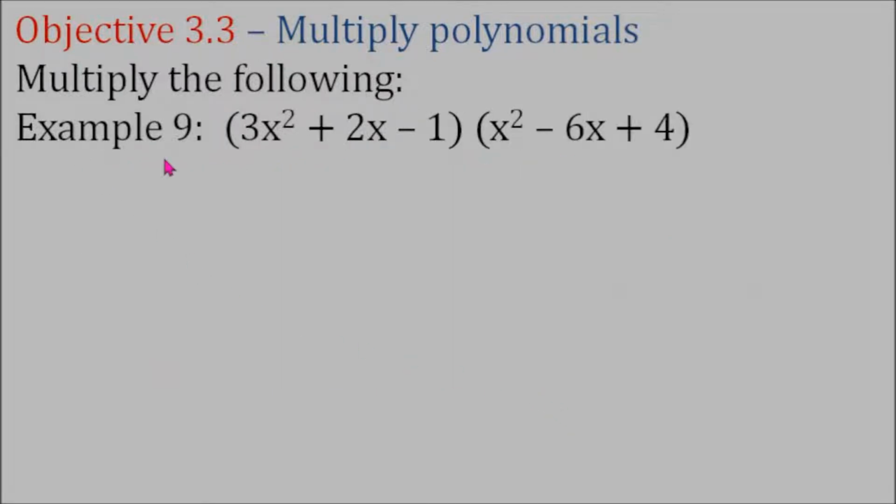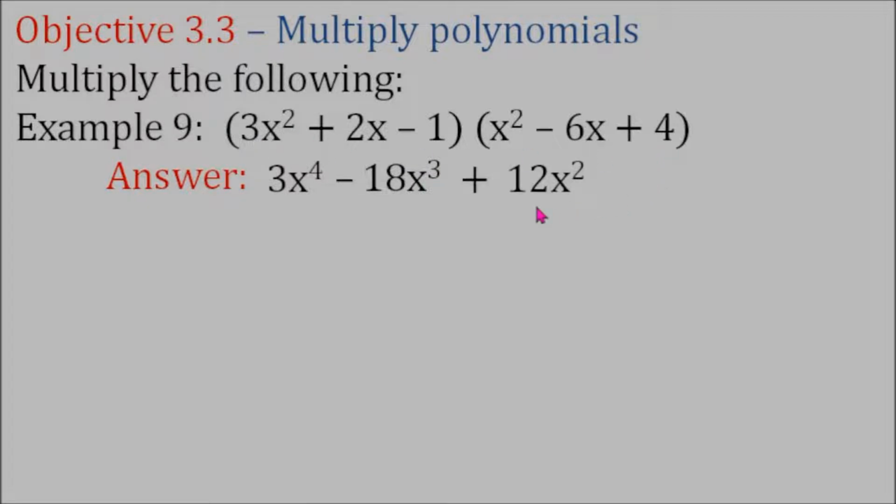Example number 9. So we are multiplying two trinomials. So we are going to multiply 3x squared by x squared. That's 3x to the power of 4. Then 3x squared times negative 6x. That's negative 18x cubed. Then we have 3x squared times 4. That's positive 12x squared. Then 2x times x squared. That's 2x cubed.